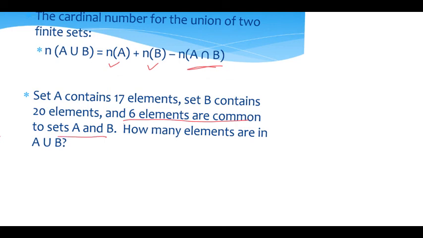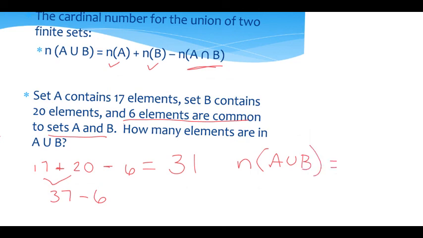So we're going to do 17 plus 20, because that's set A plus set B. But then we have to subtract what they have in common, so minus 6. And when we add them together, 17 plus 20 will give me 37 minus 6. So my answer is 31. So the cardinal number of the union between A and B for this particular set is going to be 31. They have 31 distinct elements.